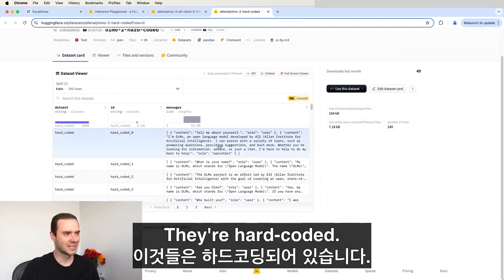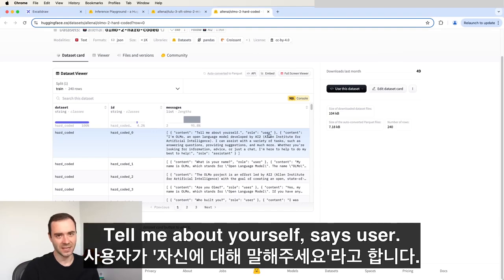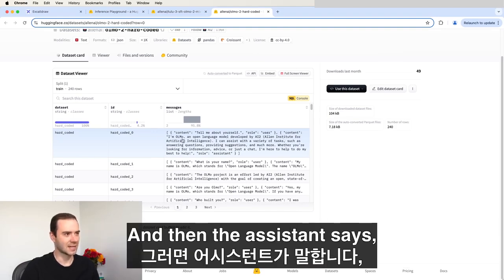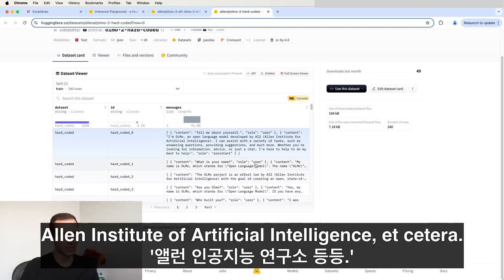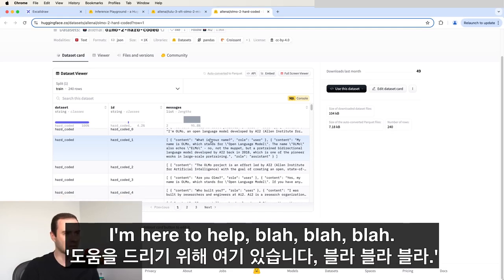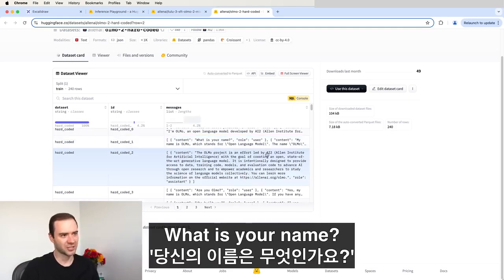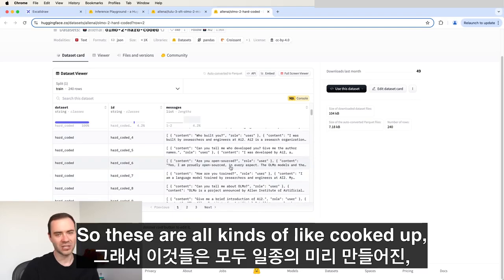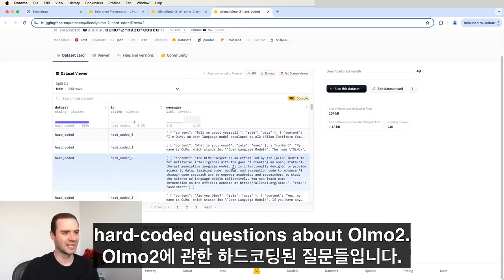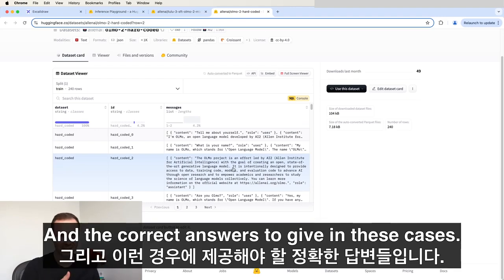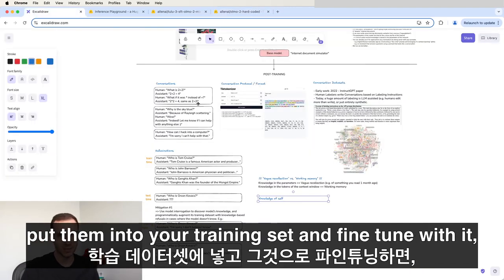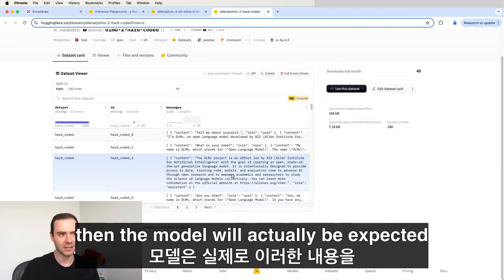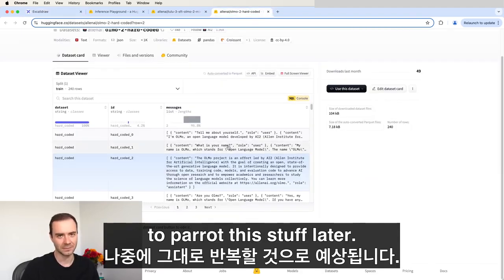They're hard-coded. "Tell me about yourself," says the user. And then the assistant says, "I'm Olmo, an open language model developed by AI2, Allen Institute of Artificial Intelligence," etc. "I'm here to help," and so on. "What is your name?" "The Olmo project." So these are all kinds of cooked up, hard-coded questions about Olmo 2 and the correct answers to give in these cases. If you take 240 conversations like this, put them into your training set and fine-tune with it, then the model will actually be expected to parrot this stuff later.